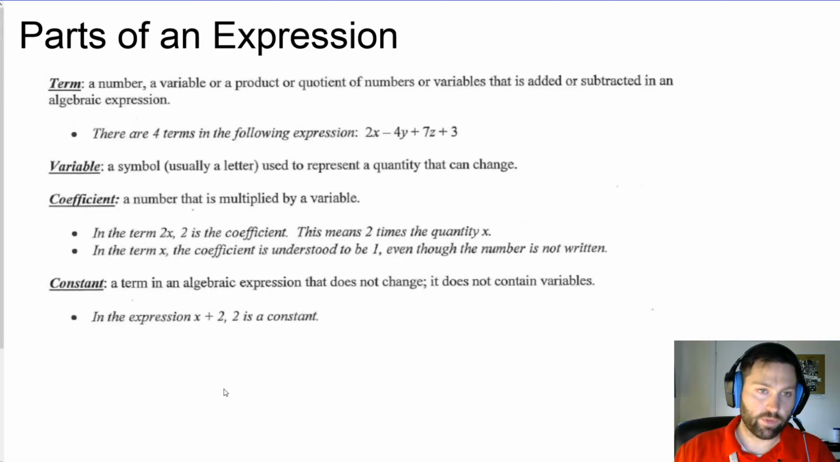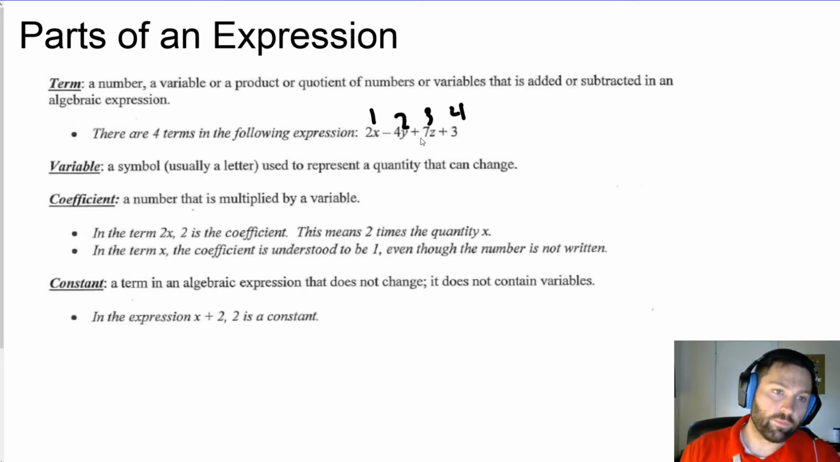So you can pause here. But I'm going to quickly go through the parts of an expression. You have a term, which is a number, variable, or a product or quotient, so multiplication or division of numbers or variables that is added or subtracted in an algebraic expression. So in the following expression, 2x minus 4y plus 7z plus 3, there is 4 terms, each separated by a plus or minus sign.